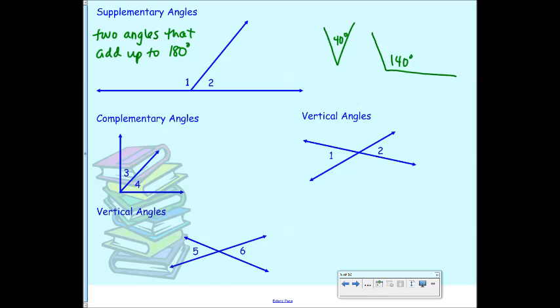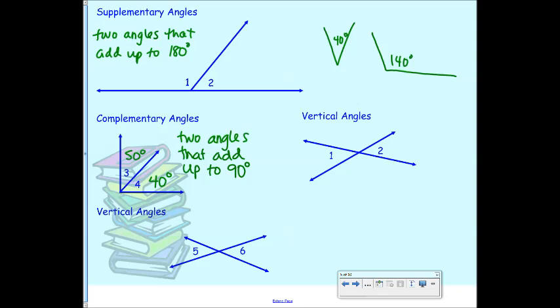What do complementary add up to? 90. Yep, they make a 90-degree angle. So if this is 50, what would this be? 40. Good. All right, so complementary angles are two angles that add up to 90. Which makes what kind of angle? Good. Do they have to be next to each other? Nope. Also do not have to be next to each other. So one could be over here, one could be over here, as long as they add up to 90.